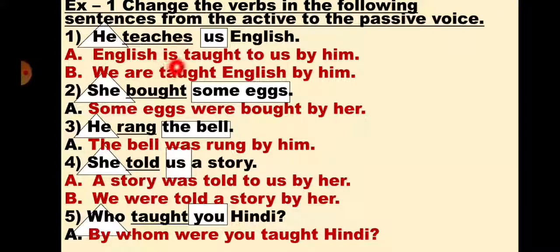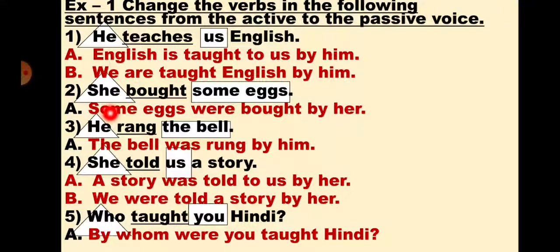there, so we'll use is, teaches will change into third form of verb, that is taught. English is taught to us, add by, and then he will become him when it comes into an object place. English is taught to us by him. Now here if you are taking us as an object, so when us will come into a subject place, it will become we. It's a plural, so we'll use verb are. We are taught English by, and then he will change into him when it comes into an object place. We are taught English by him.